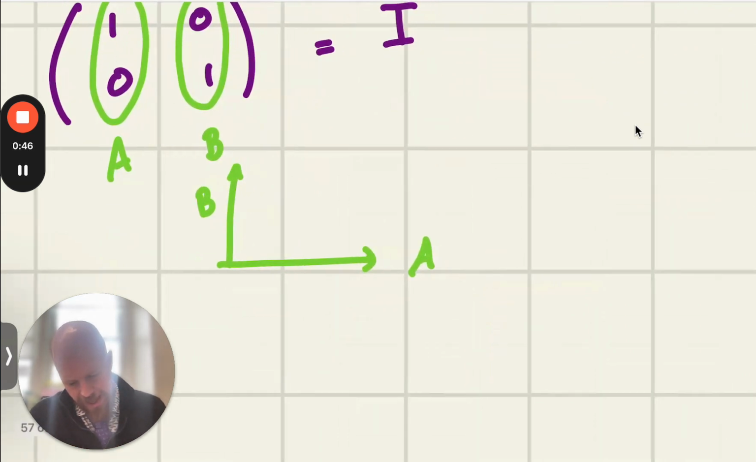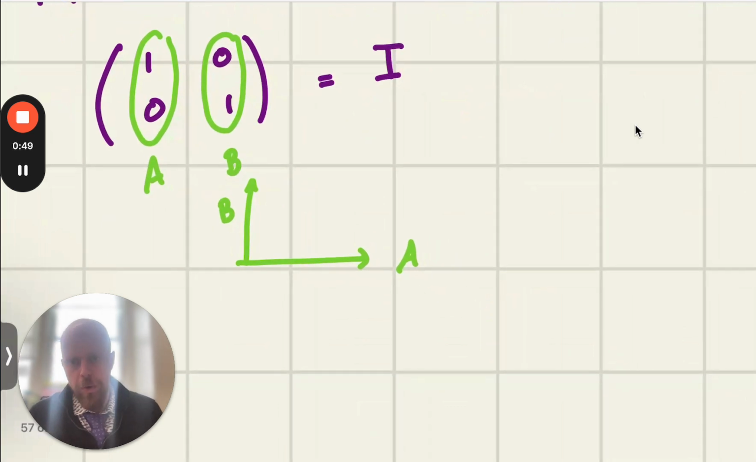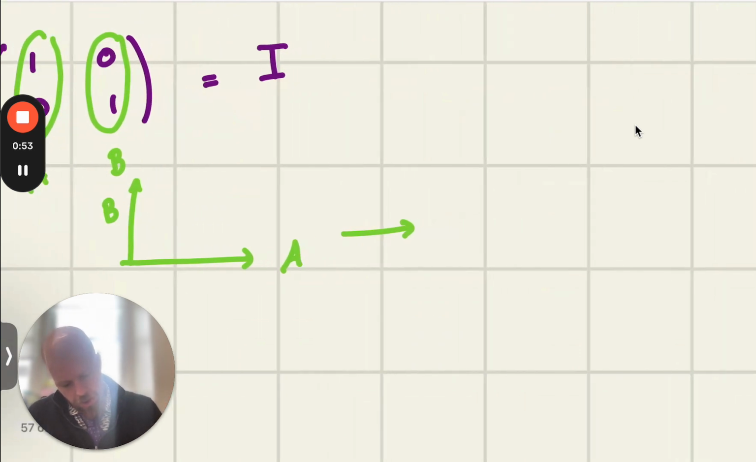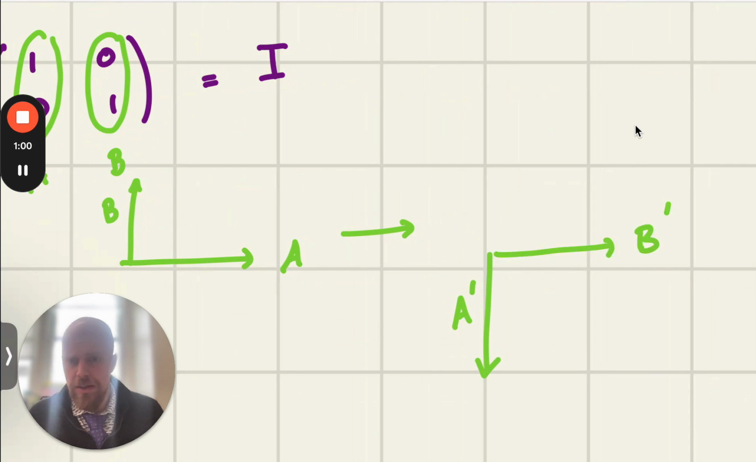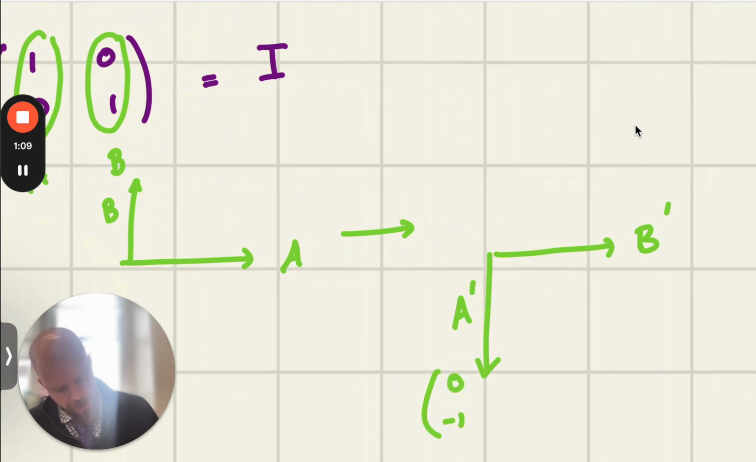So let's take a rotation clockwise. If I rotate this clockwise through 90 degrees, the new vector A goes down here, and B comes along here. We call it A dashed and B dashed. That's a 90-degree rotation clockwise. What are the new base vectors? Well, A dashed would be (0, -1). Don't forget, the 0, the top number, is going horizontally. The -1 is going up, down. And B dashed would be (1, 0).